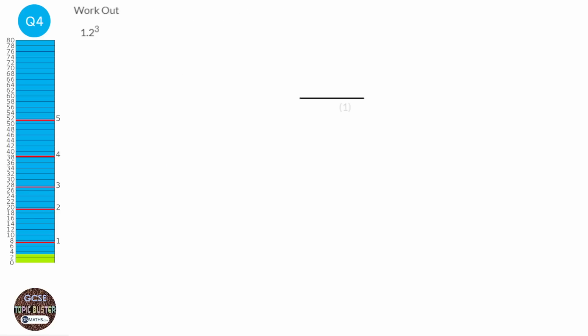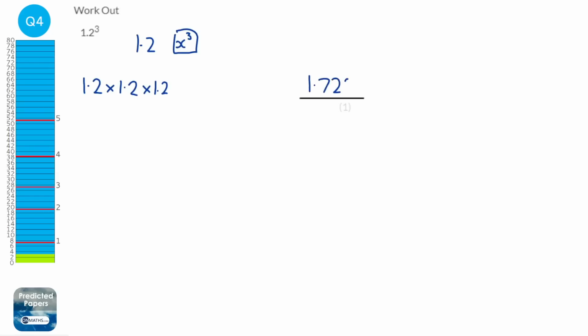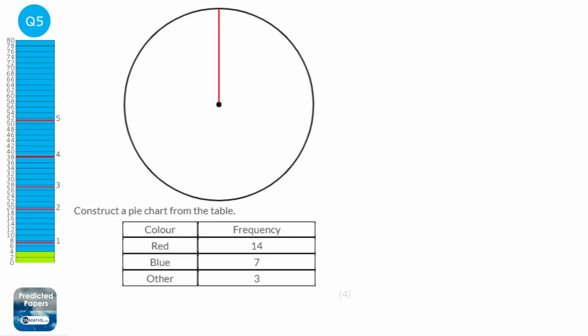So we can either use the calculator to work out what 1.2 cubed is, or we can do 1.2 times 1.2 times 1.2. Now if you want to use the calculator to go straight there, you're going to press or type in 1.2. And then normally there's a button that looks like this, X with a little 3, okay, and that will give you the answer. Or if you're not sure how to do that, you can times it by itself 3 times, and you get the answer 1.728.